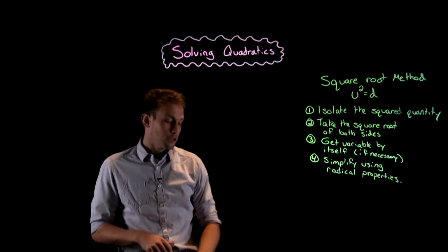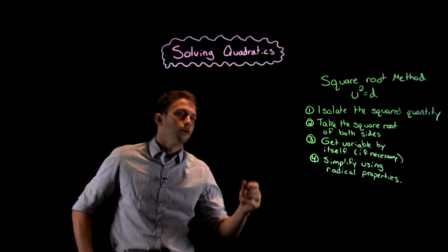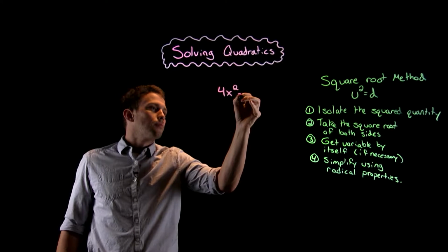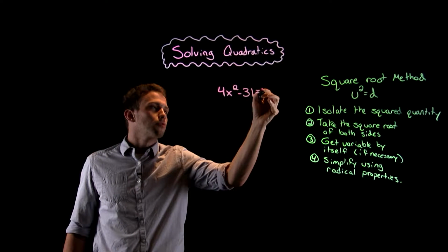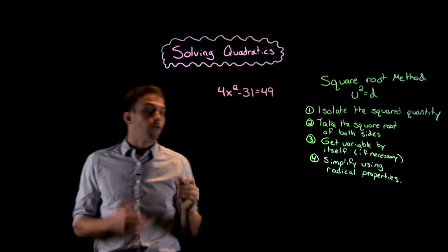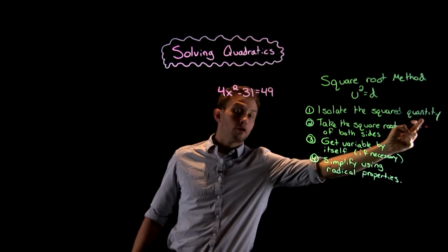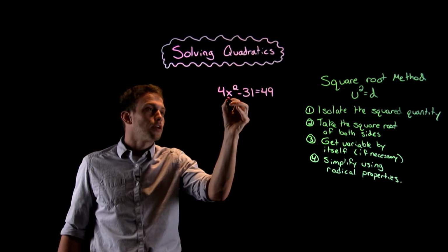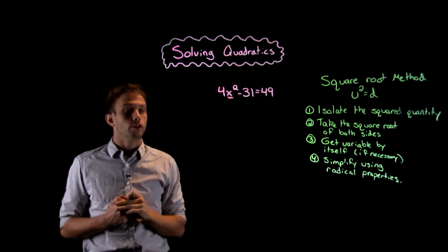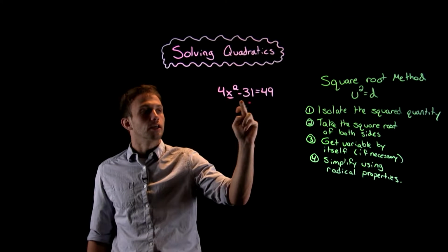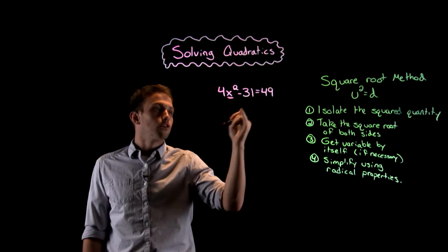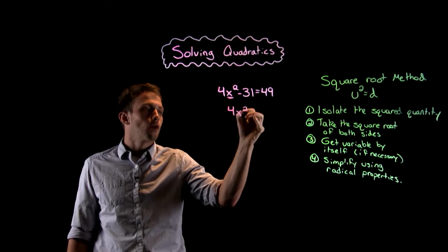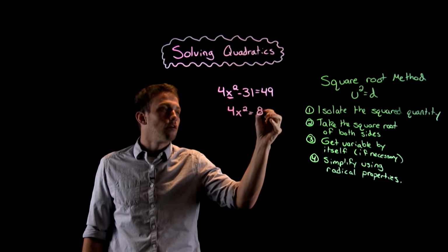The first problem we're going to do is 4x squared minus 31 is equal to 49. If we notice this, we have to isolate that squared quantity. In this case, that x squared is the only thing we need to get by itself. So we need to get rid of that negative 31 and that 4. So I'm going to add 31 to both sides. That gives me 4x squared is equal to 80.